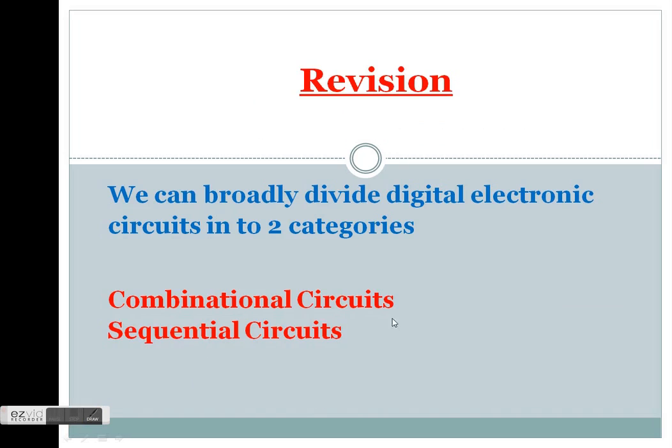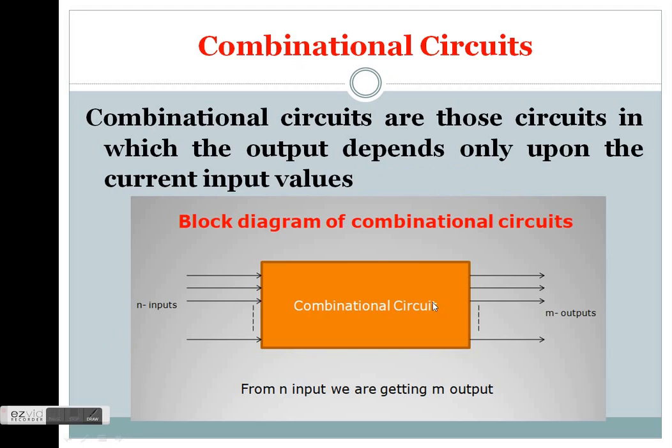Students, in the previous lectures we have learned that we can divide digital circuits into two categories. One is combinational circuits and the other is sequential circuits. We have learned that combinational circuits are those circuits in which the output depends upon the present values of the input. The examples of combinational circuits that we have discussed are the half adder and full adder. Other examples of combinational circuits are encoder, decoder and multiplexers.